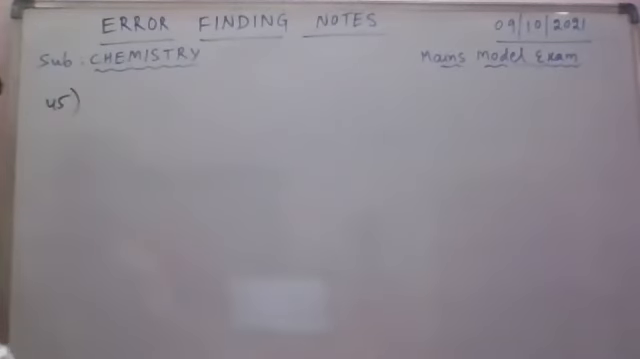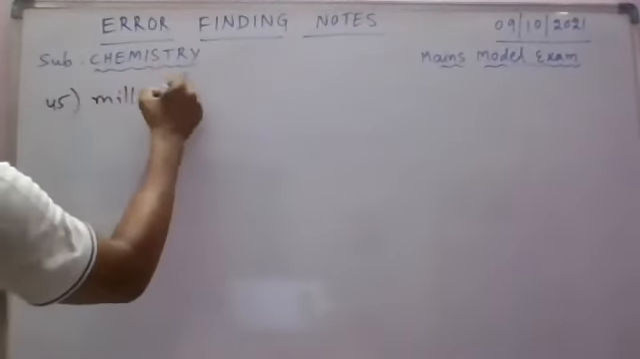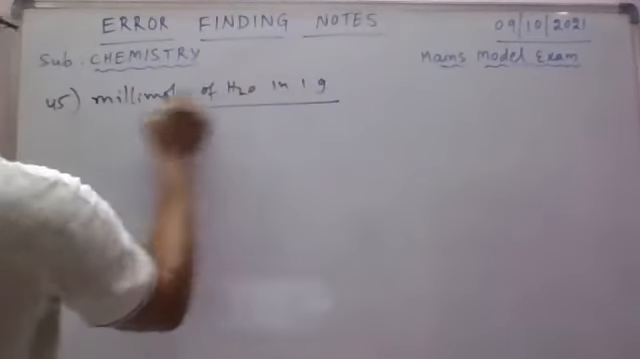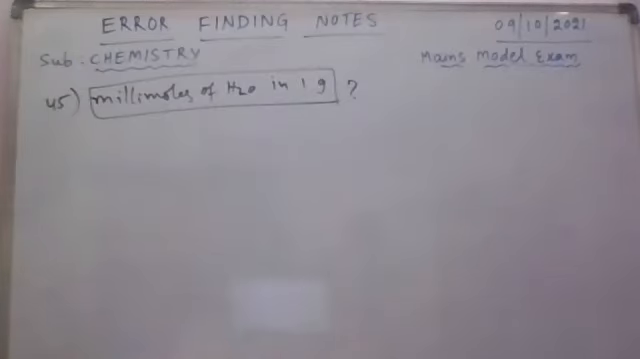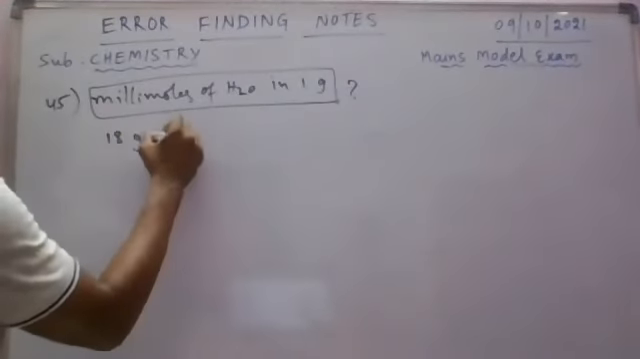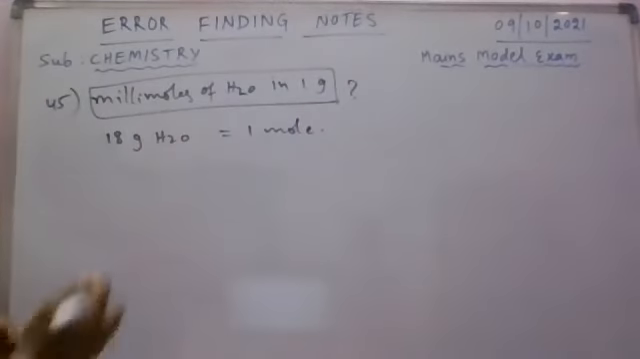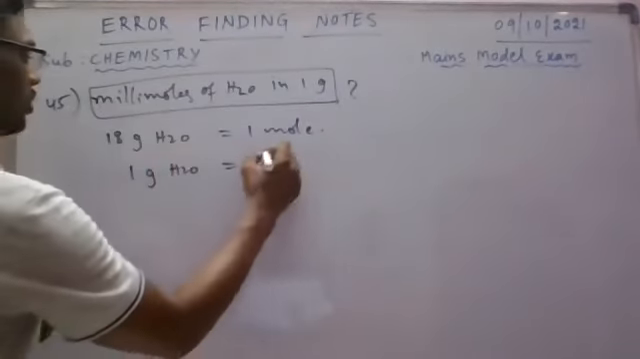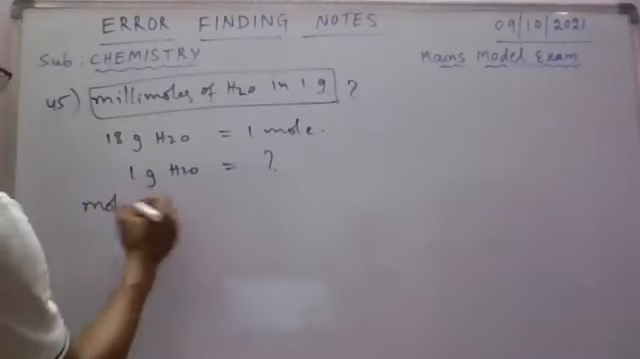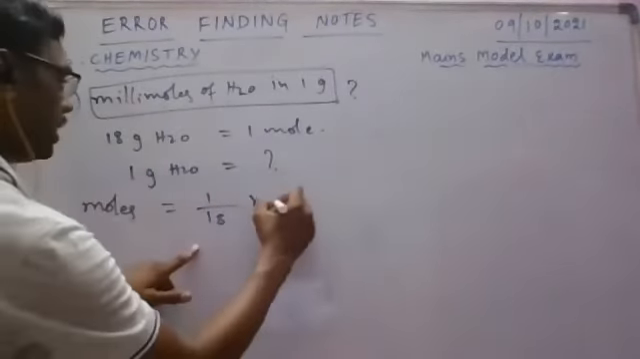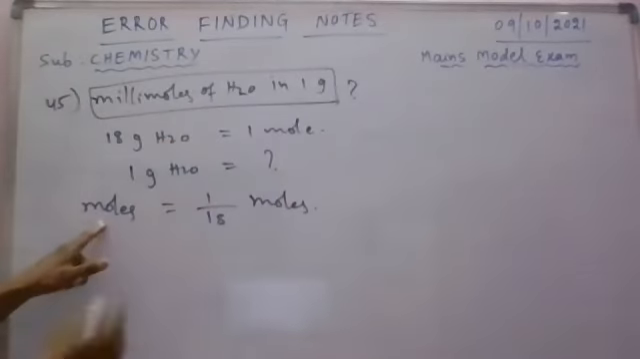Question number 45. Look at the question. Number of millimoles of water in 1 gram. This is the question. Generally, 18 grams of H2O is equal to 1 mole. Then 1 gram of H2O is equal to how many moles? So here moles is equal to 1 by 18, by cross multiplication. 1 by 18 moles.